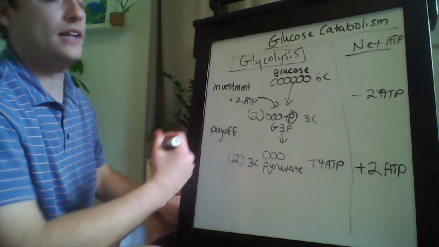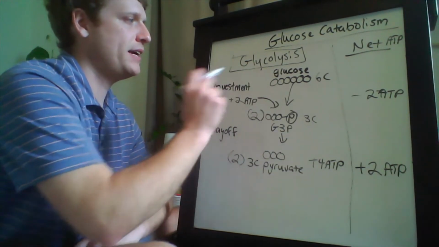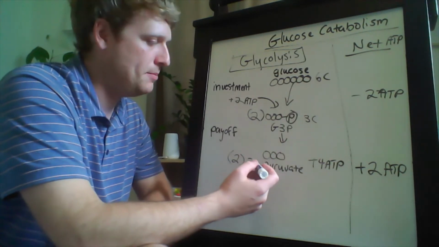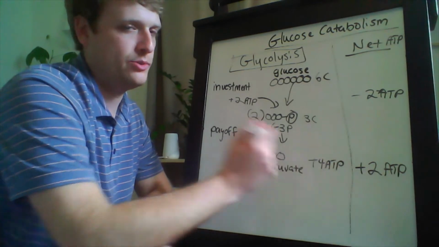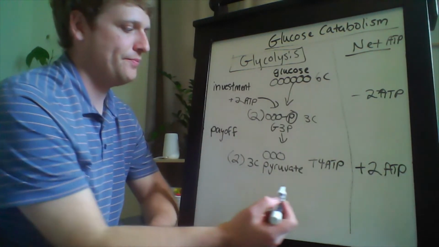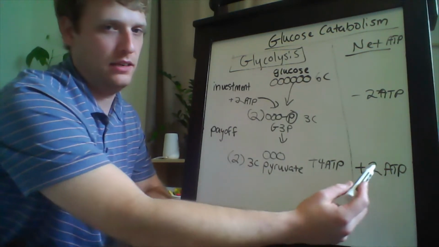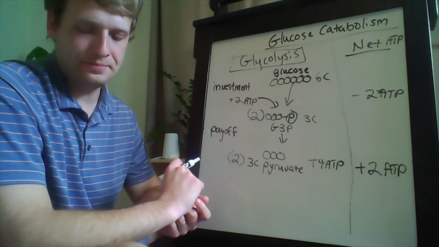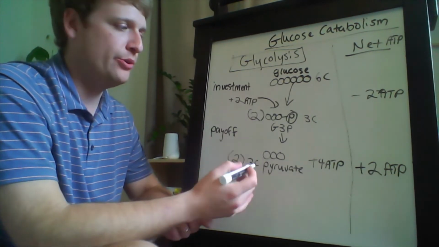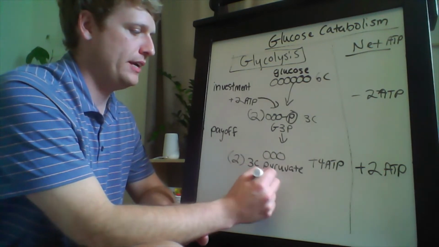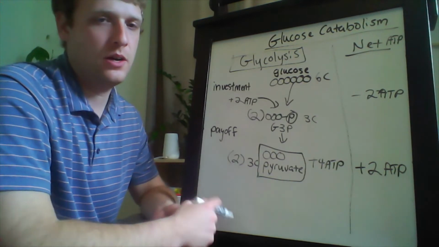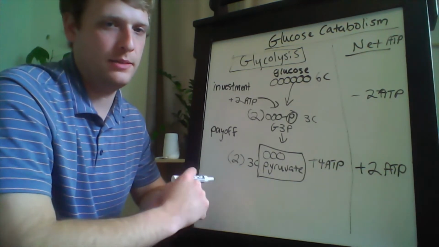So just glycolysis, just breaking apart one molecule of glucose, yeah, you spend a little bit of ATP, but you get back more than you spent. So net at this point is a gain. You've gained 2 ATP total. Now, the fate of pyruvate, what happens to pyruvate, is going to depend on whether or not oxygen is present.